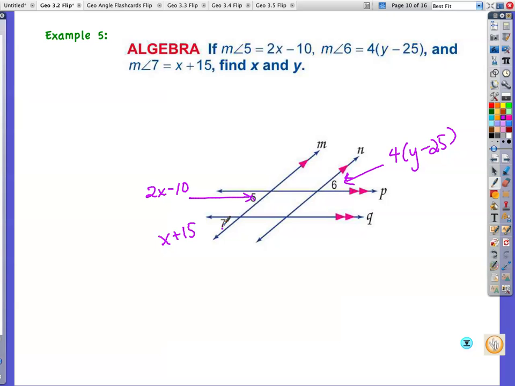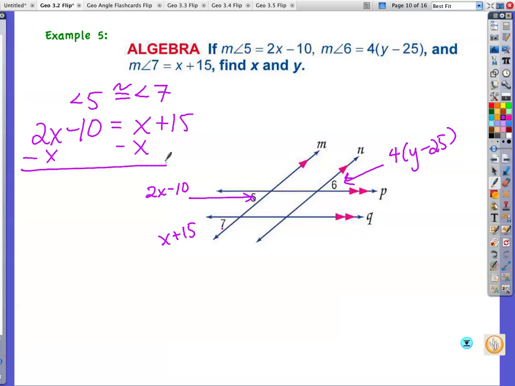It looks to me like angle 5 and 7 are corresponding, and corresponding angles are congruent when the lines are parallel. I have parallel lines. So 2x minus 10 is going to be equal to angle 7, which is x plus 15. Angle 5 is congruent to angle 7. Now I just have to solve. Subtract x from both sides. I get x minus 10 is equal to 15. Add 10 to both sides. I get x is equal to 25.